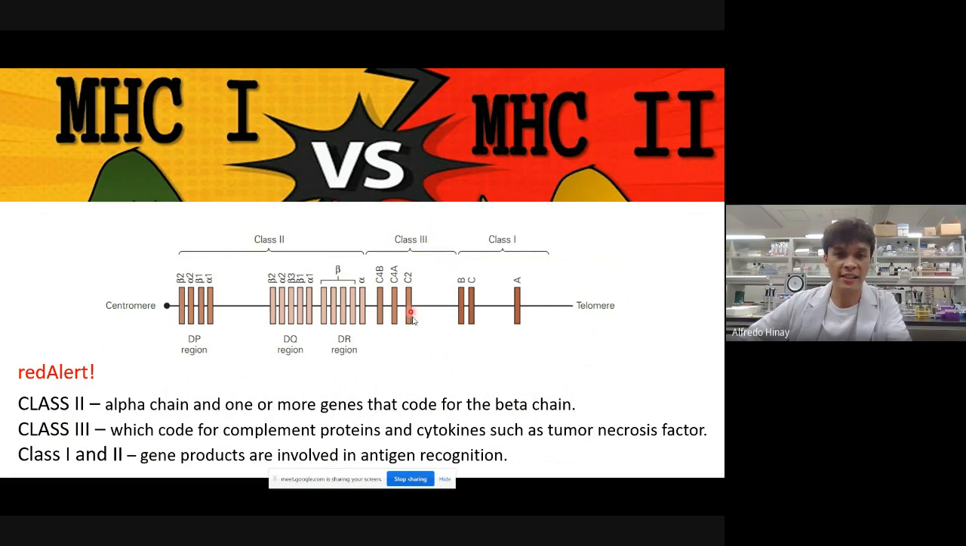Class 1, your class 3. Here. Okay, then your class 1 and your class 2 gene products are involved in antigen recognition. This is the main reason why we will try to cover your class 1 and your class 2.